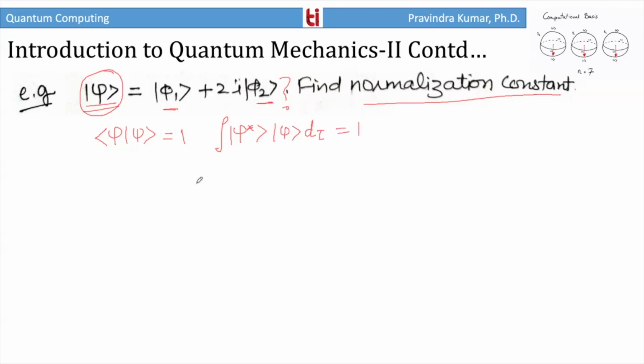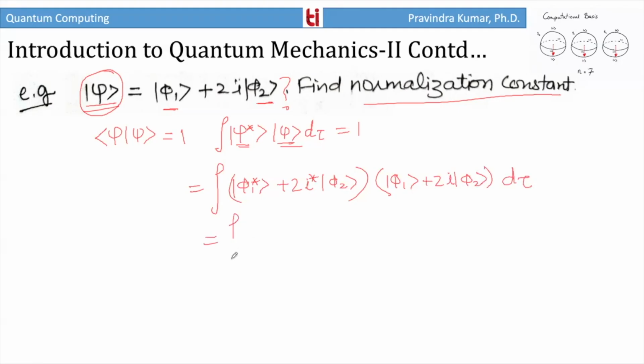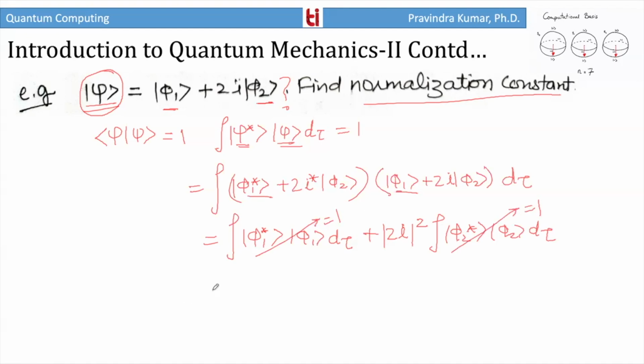So here we see this is equal to the integration of psi conjugate, which will be conjugate phi 1 plus 2i conjugate phi 2, and this psi will be phi 1 plus 2i phi 2, d tau. And this will be equal to the integration, the inner product of these two, phi 1 conjugate and phi 1 d tau, plus 2i mod square phi 2 conjugate and phi 2 d tau. And you know this inner product is equal to 1 because the quantum bases are normalized.